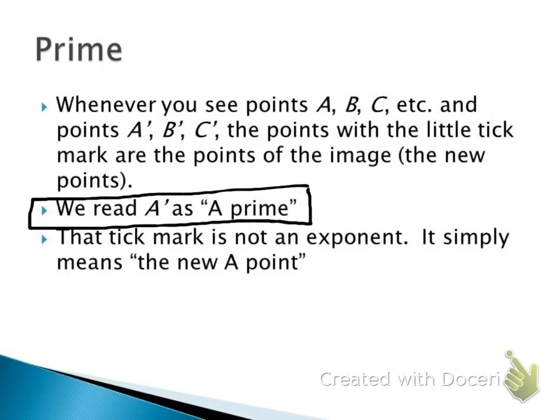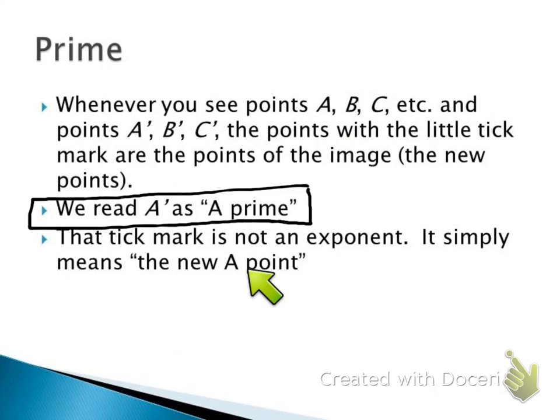All right, so prime, you already heard me talking about prime when we were going through the warm-up. But this says whenever you see points like A, B, C, and another point where it looks like there's a little tick mark up in the upper right, we call it a prime. So this is A prime, B prime, C prime. Those are the new ones, the images. So if you see an A and an A prime, you would start with A, and A prime is where you'd go.